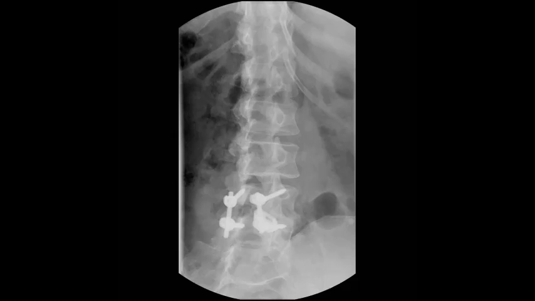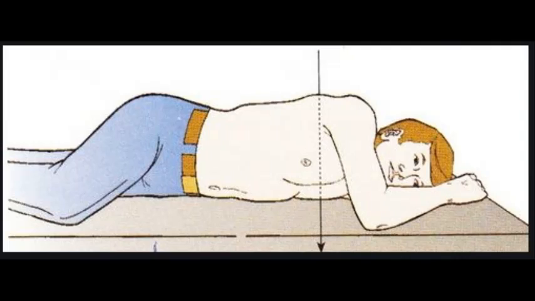I oblique the patient into the LAO position, so with the patient prone, I'll either place a wedge under the right hip or just have them bend their right knee to prop up the right side of the body. Here is a cartoon showing you a patient in the LAO position.